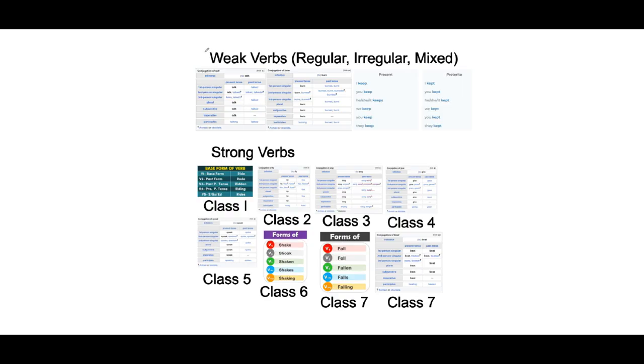So I'm going to start talking about weak verbs because this makes up like 90% of verbs in English. And so there are three types: the regular, irregular, and mixed verbs. The regular ones are verbs like talk, where the regular verb ending with -ed for the past tense, and the past participle is just consistent. So it's talk, talked, and talked. I talk, I talked, I have talked.